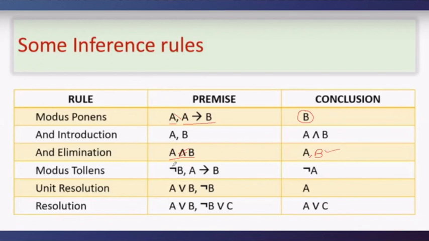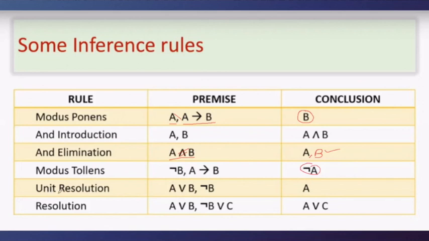Modus tollens. It says that if we have negation of B and we have this type of sentence, A implies B, what will we get in the conclusion? We'll get the conclusion negation of A. That is called modus tollens. You can say it is just related to modus ponens. Here we have A implies B, we get B. Here it is negation of B, A implies B, we get negation of A.